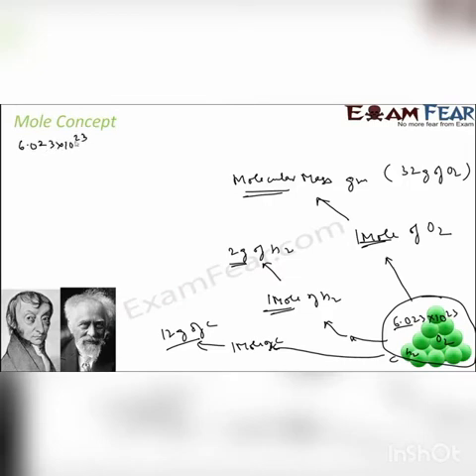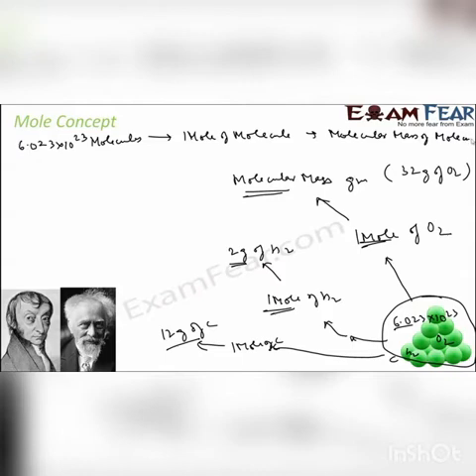6.023 into 10 to the power 23. Let's talk about molecules now, because most of them exist as molecules. It is nothing but 1 mole of molecule, and it's nothing but the molecular mass of it. The same formula is true for atoms. 6.023 into 10 to the power 23 atoms is nothing but 1 mole of atoms, is nothing but 1 molecular mass of atoms.